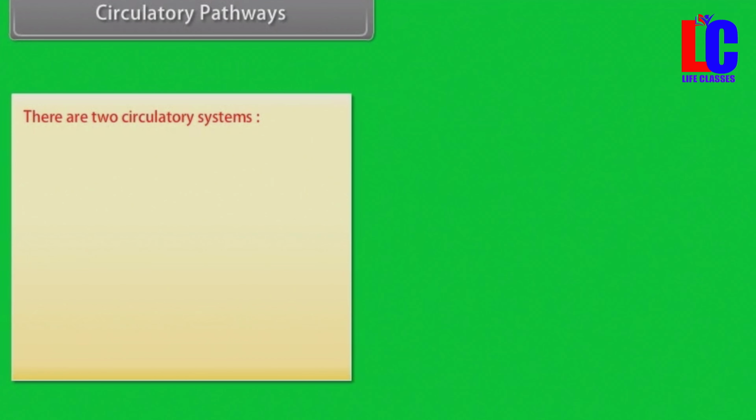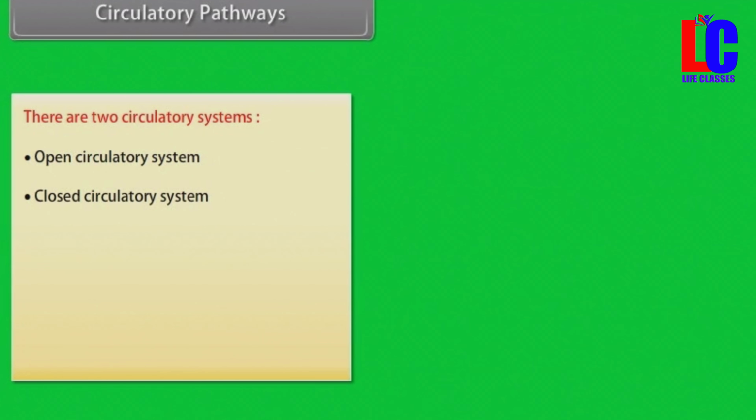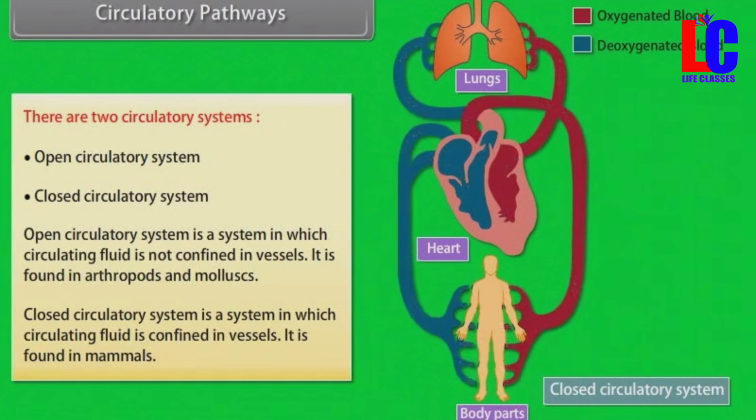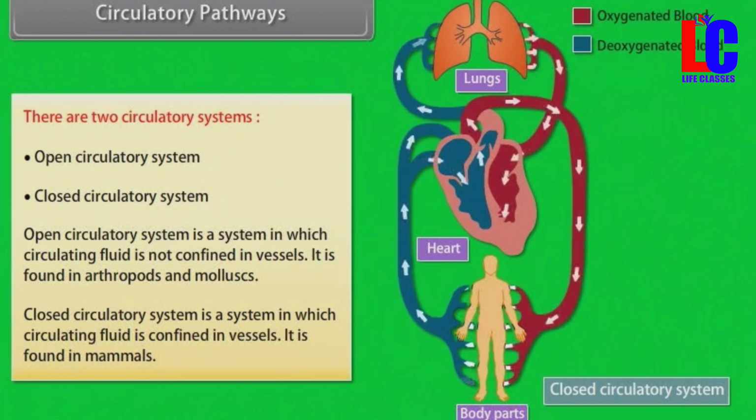Circulatory pathways. There are two circulatory systems: open circulatory system and closed circulatory system. An open circulatory system is a system in which the circulating fluid is not confined in vessels. It is found in arthropods and mollusks. Whereas a closed circulatory system is a system in which the circulating fluid is confined in vessels. It is found in mammals.